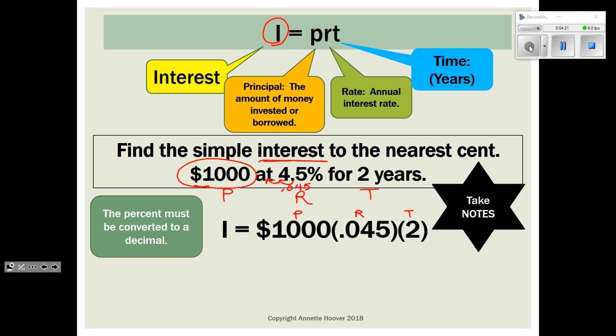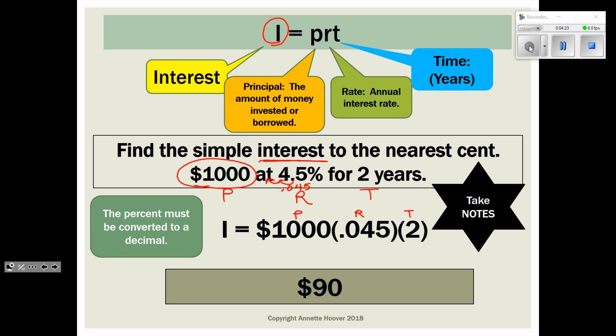And now you plug that into your calculator and you find out the amount of interest was $90. So if you were borrowing $1,000, you would have to pay back to the bank the $1,000 you borrowed plus the $90 in interest that the bank earned for loaning you the money.